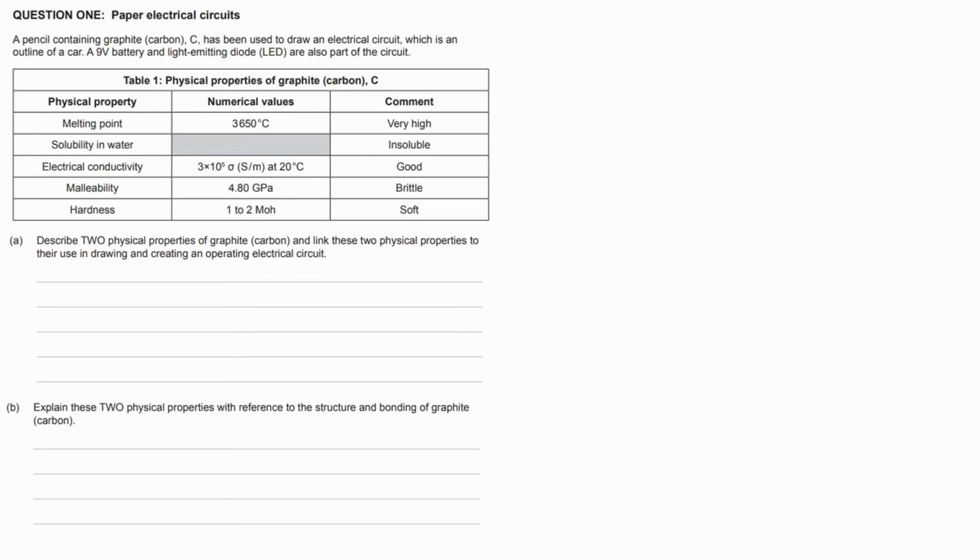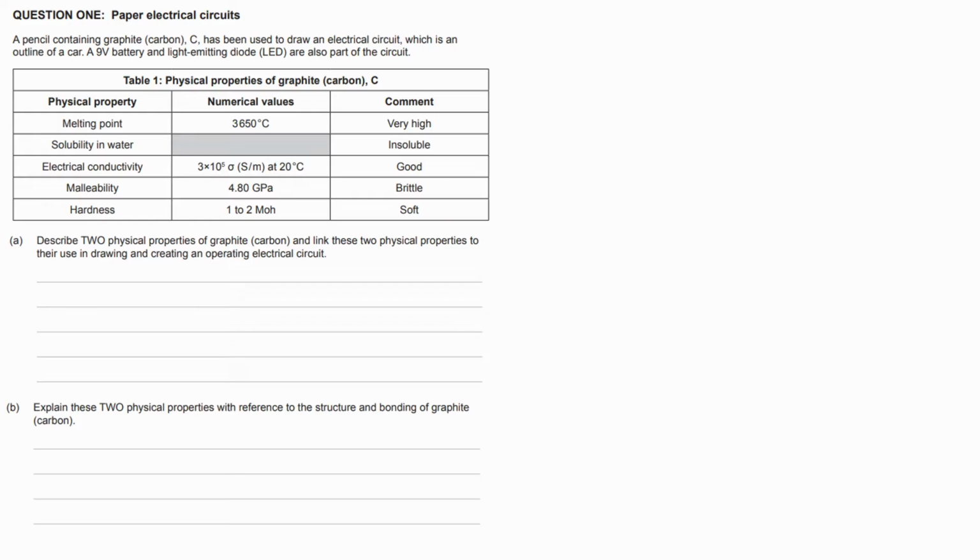So here, the first question is called Paper Electrical Circuits. This is about a pencil containing graphite, that's carbon, that has been used to draw an electrical circuit, which is an outline of a car. A 9-volt battery and a light emitting diode are also part of the circuit. The picture isn't here because it's copyrighted, but basically you draw a car circuit and you use the graphite lines as the conducting wires to take the electricity from the battery to the LED.